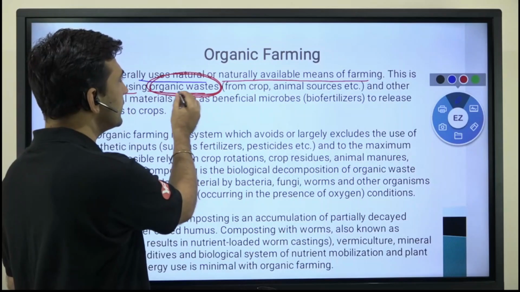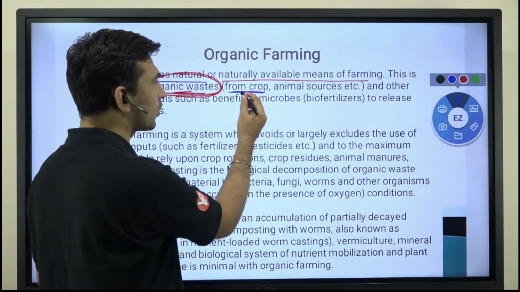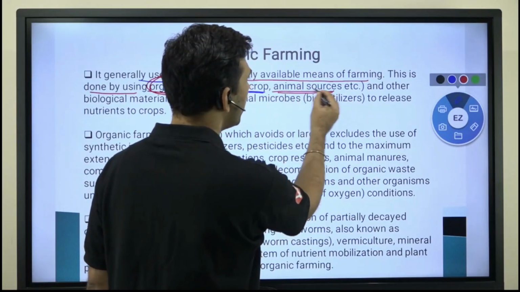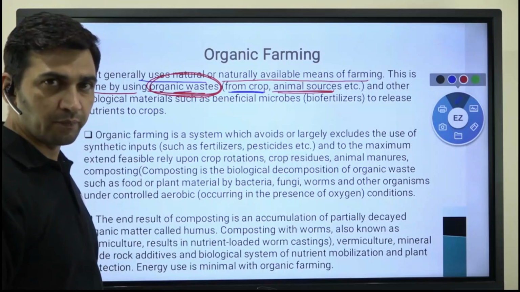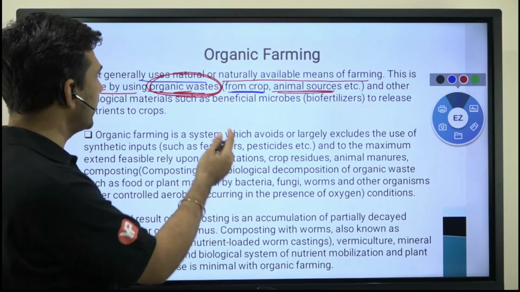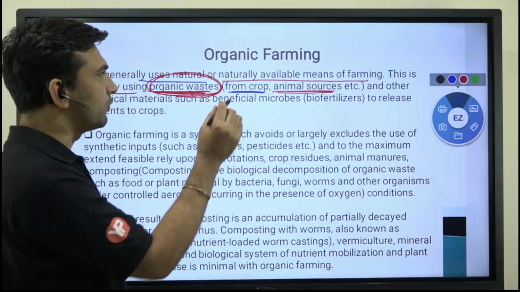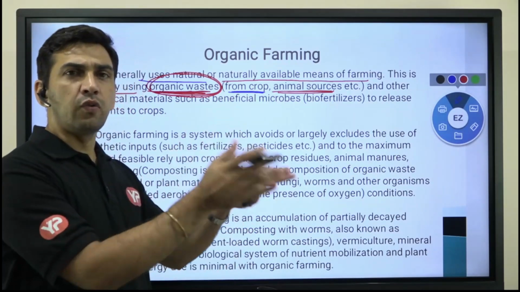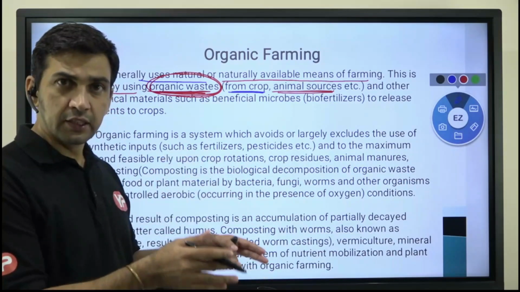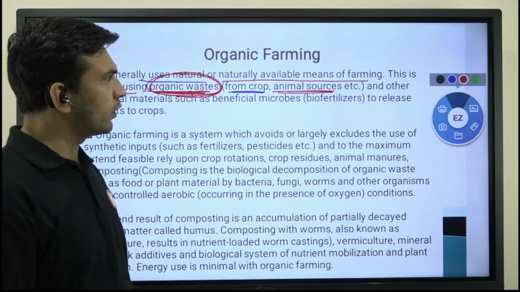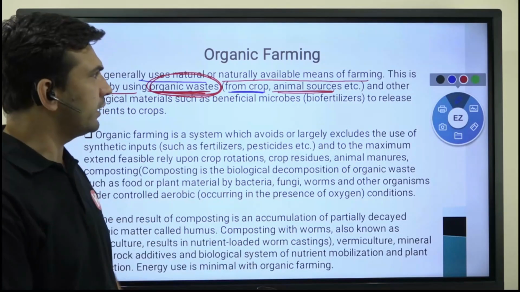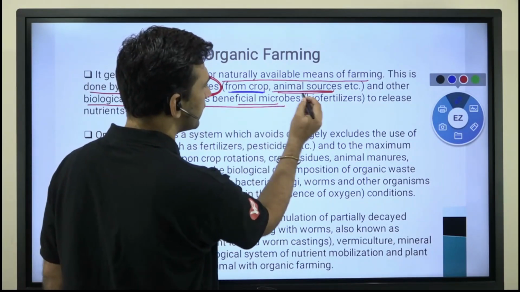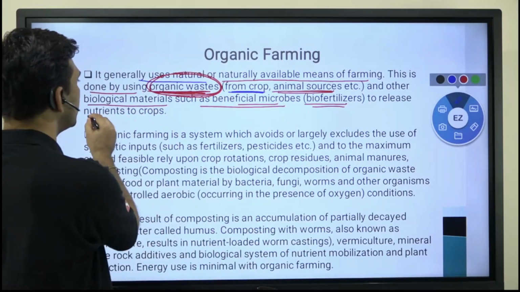Where will this organic waste come from? This organic waste can come from the crops. It could be crop waste. It could be from animal sources, which means the animal waste that will be generated. All this will be classified as organic waste. So this organic waste we will make use of in the fields in order to increase the crop production, right? And biological materials such as beneficial microbes, such as biofertilizers, to release the nutrients to the crop.